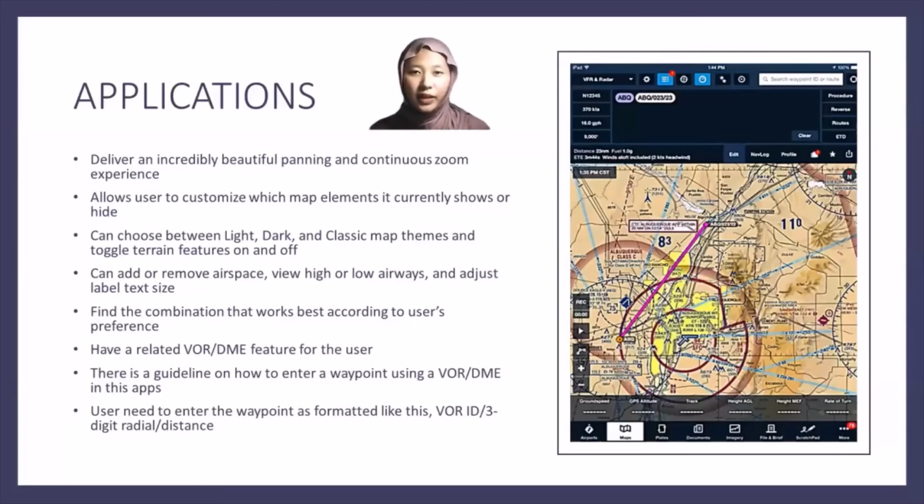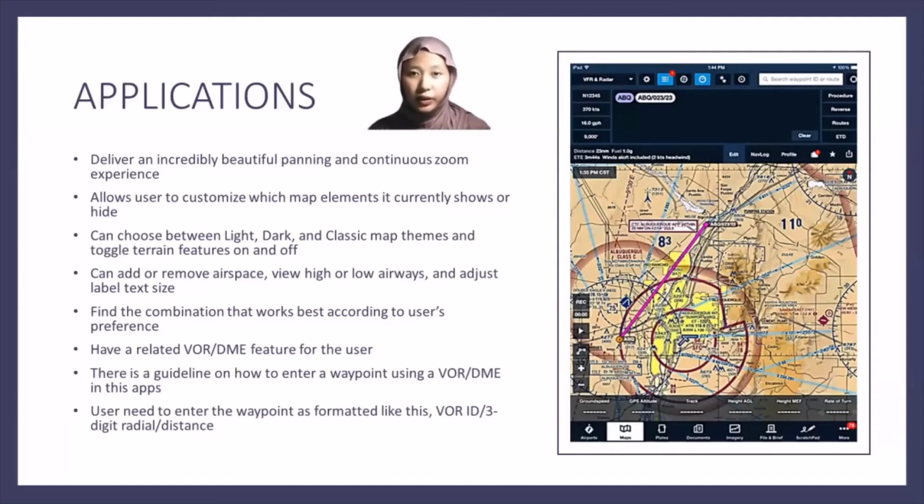So right now I'll be talking about the features that this Spotlight app has. This Spotlight app has many great features, and one of them is VOR DME. This application delivers an incredibly beautiful panning and continuous zoom experience, which the user can zoom on which part they want, and it also allows the user to customize which map elements it currently shows or hides.